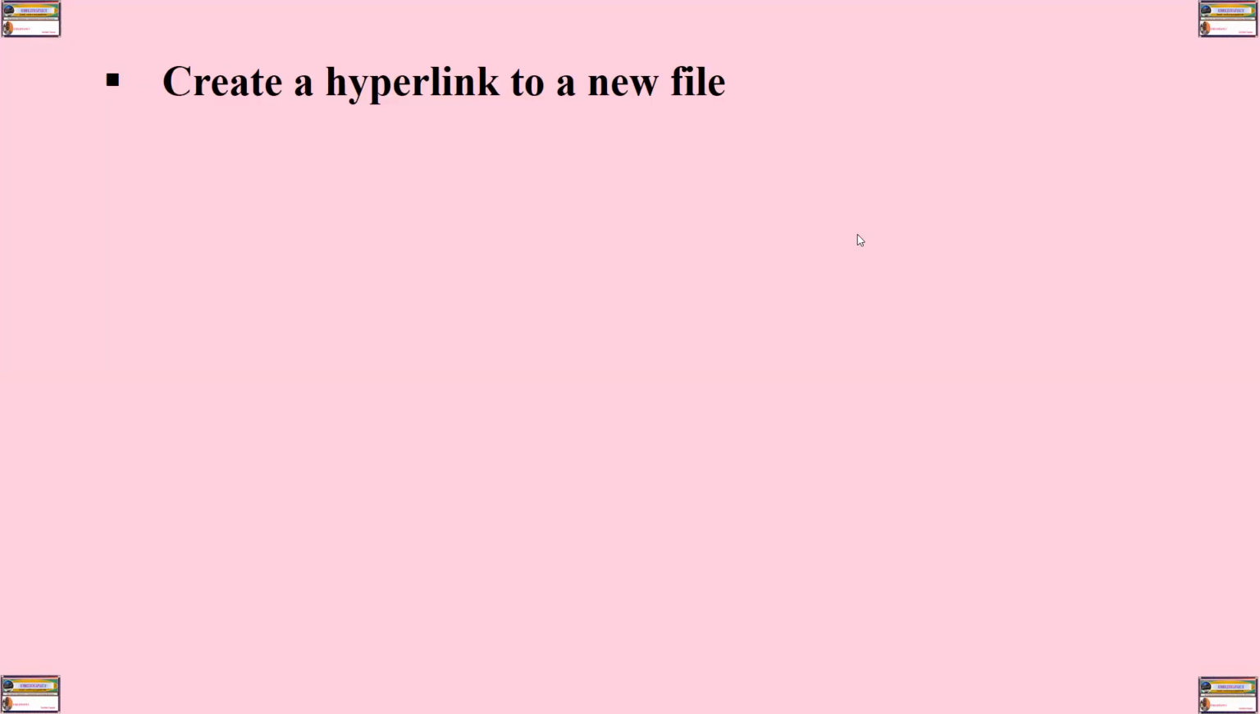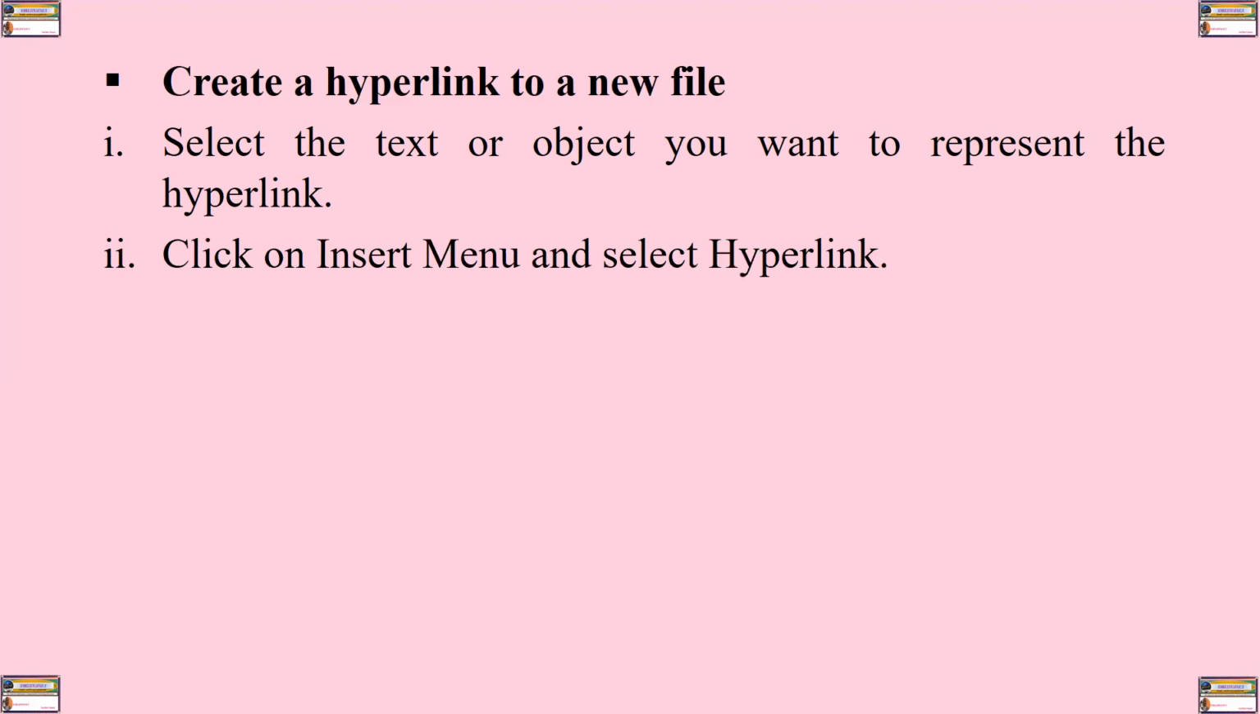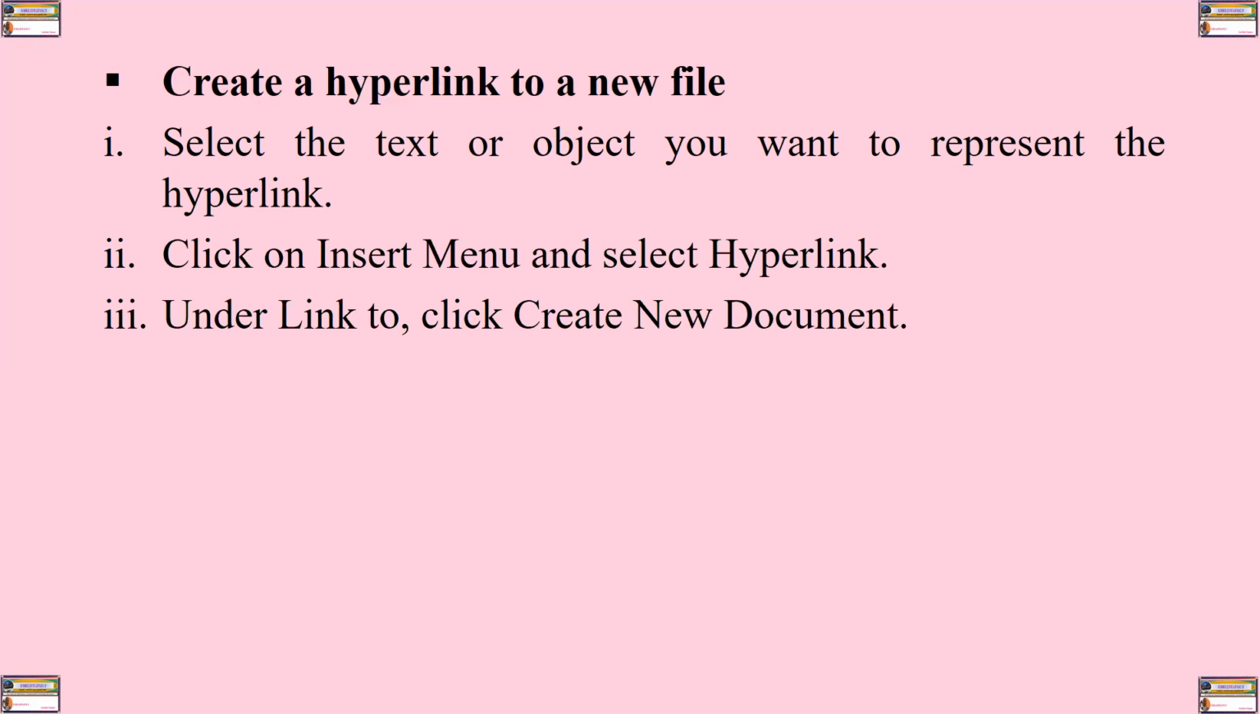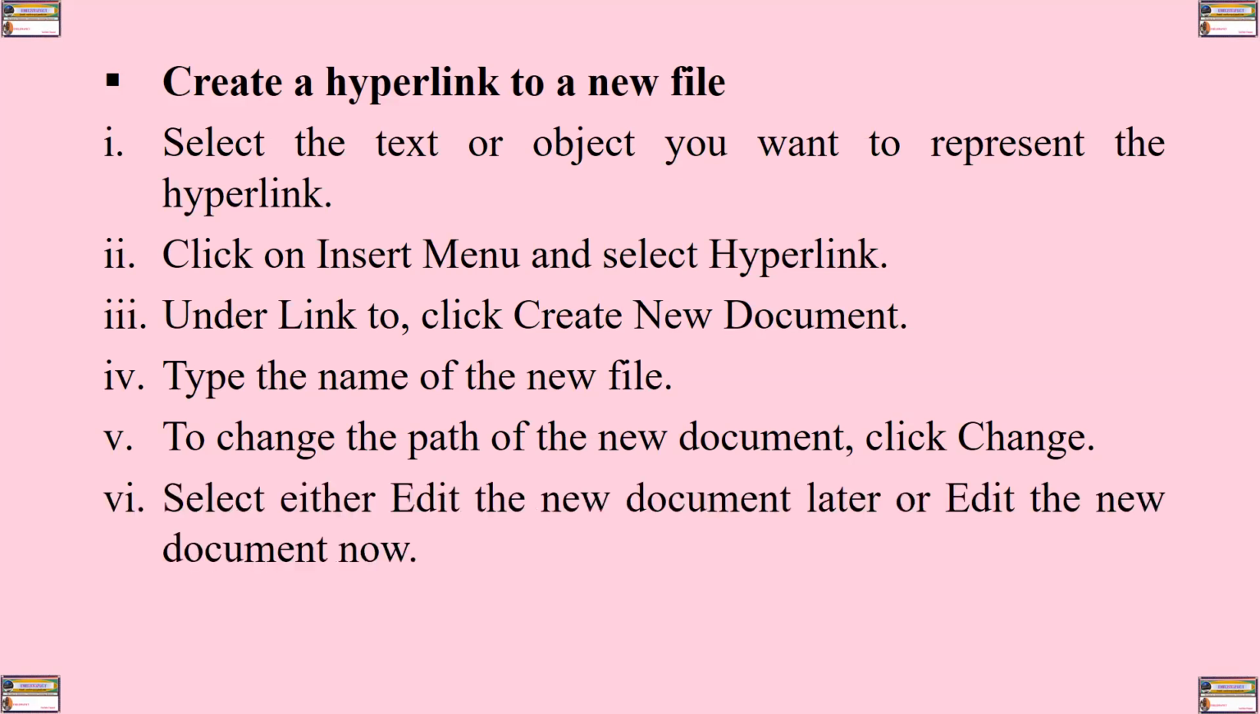You can also create a hyperlink to a new file. To create a hyperlink to a new file, you select the text or object you want to represent the hyperlink. Then click on Insert menu and select Hyperlink. In Link to, click Create New Document. Type the name of the new file. To change the path of the new document, you can click on Change. Select either Edit the new document later or Edit the new document now. And then you click OK.